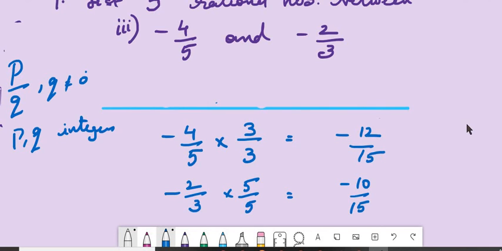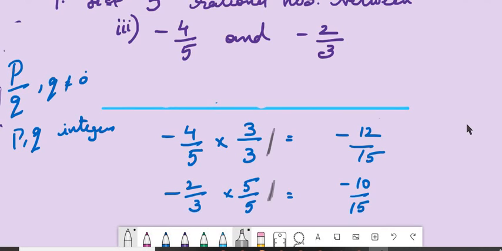Now the denominators of these two numbers are equal. At the same time, the value has not been changed. Why has the value not been changed? Because you have multiplied both the numerator and the denominator by 3 by 3 and 5 by 5. So the value of the numbers has not been changed.